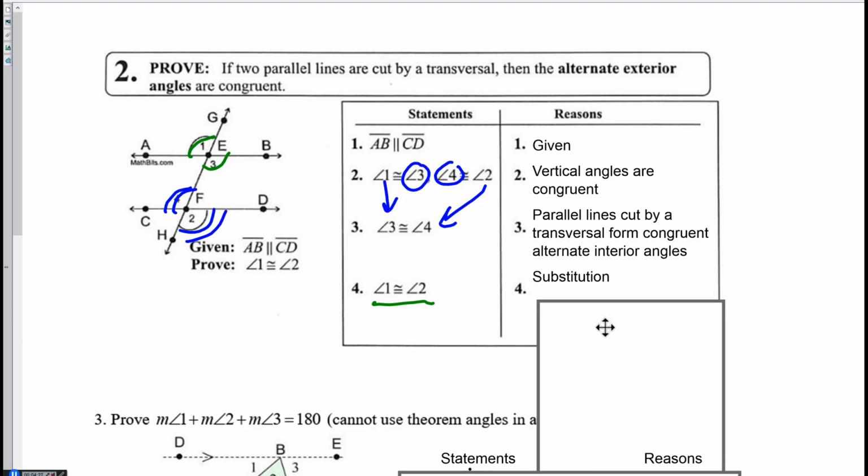And now notice that for statements 2 and 3, I could state that those are alternate interior before I talk about the vertical angles. So these could actually go in either order. And the same thing happens for the previous problem.